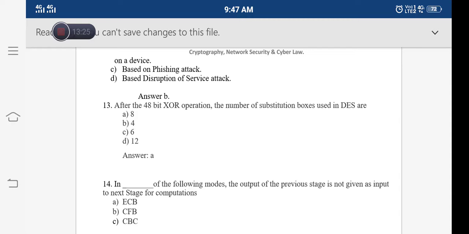Therefore, the answer for question number 13 is A, that is 8. We need 8 S boxes to get the 32-bit output.